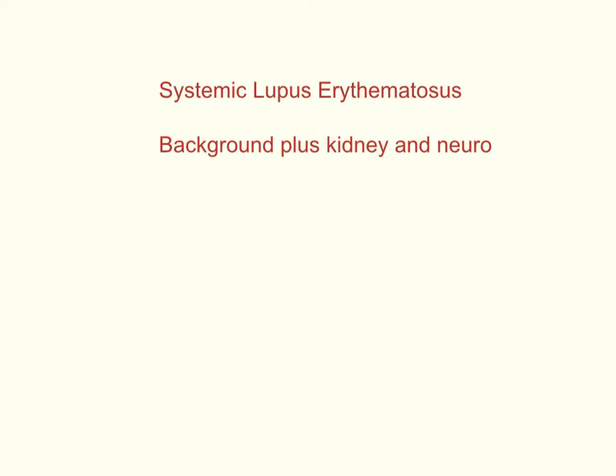I'm supposed to cover is kidney and neuro involvement. However, upon looking at this, I think it'll be much easier to understand almost every type of system involvement if we back up and take a look at some background information on hypersensitivity and the pathogenesis of lupus.